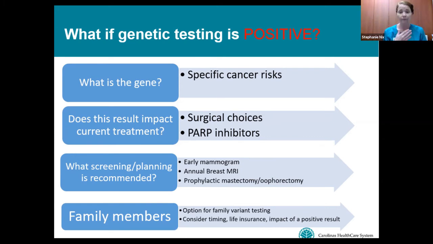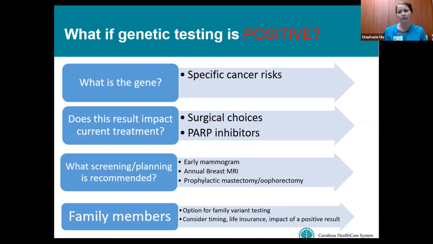I don't do that, but I will give you a copy of your result. I will give you a letter explaining the result, and then you can make a decision on who you want to inform in the family. Obviously, your children, your brothers and sisters, your parents would be the first line. They've got the highest risk, which is 50%.